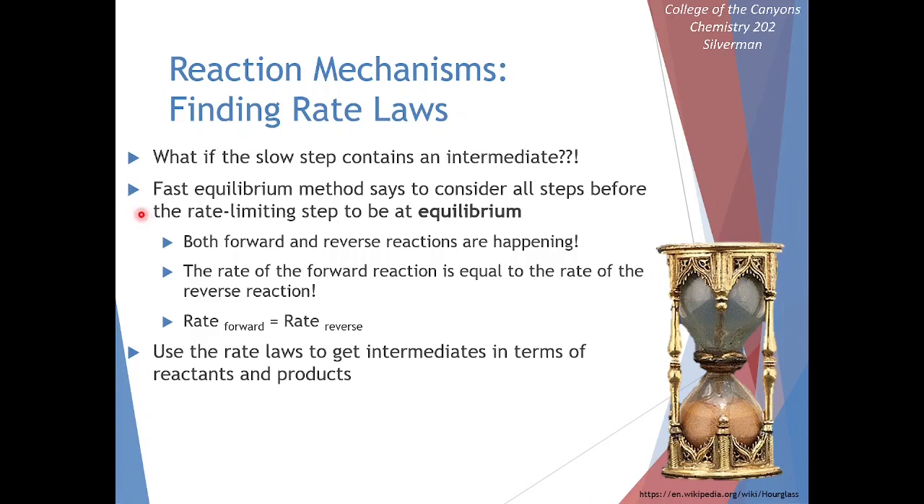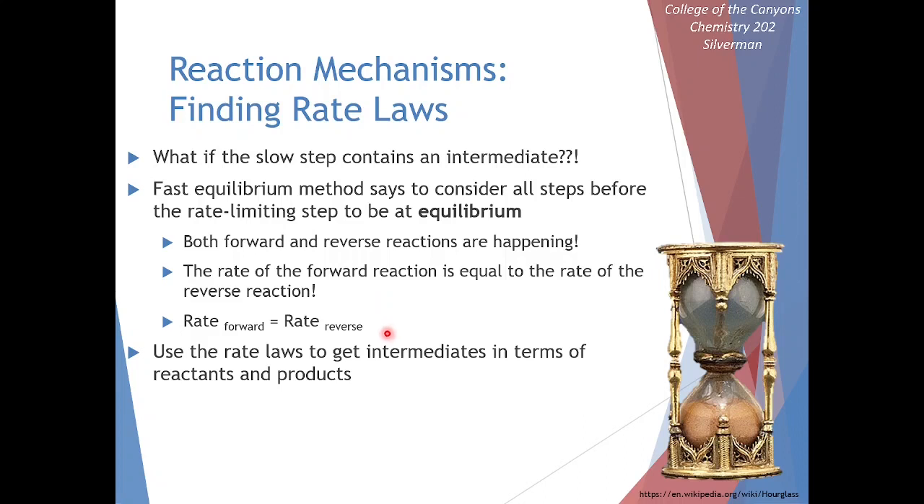To rectify this, we can use the fast equilibrium method, which says if we have a slow step, everything before that slow step can be considered at equilibrium, where the rate of our forward reaction and the rate of our reverse reaction are the same. Both forward and reverse reactions happening at the same exact rate.